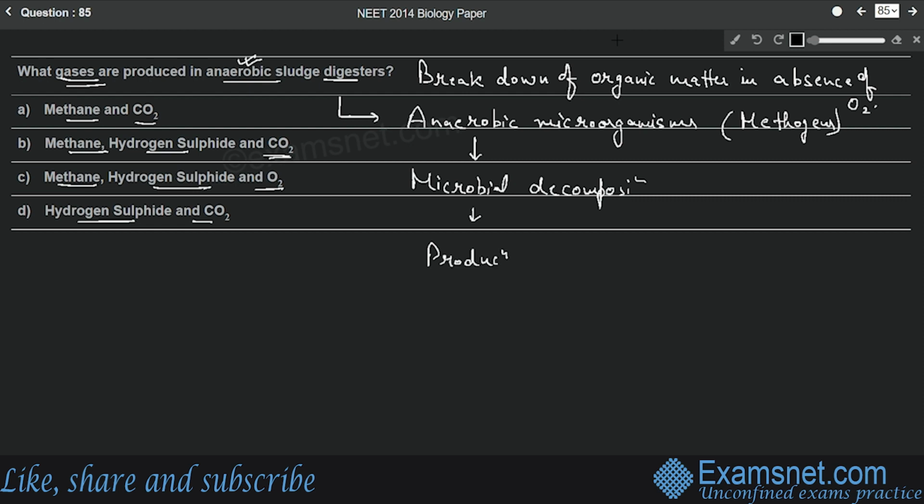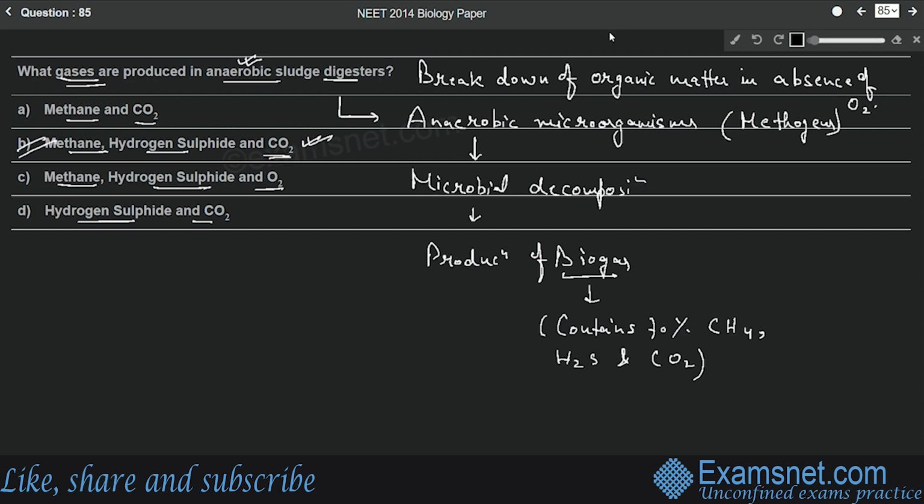Now this biogas contains 70% methane. In addition, it contains hydrogen sulfide and carbon dioxide as well. So the correct answer will be methane, hydrogen sulfide and carbon dioxide. That means option number B.